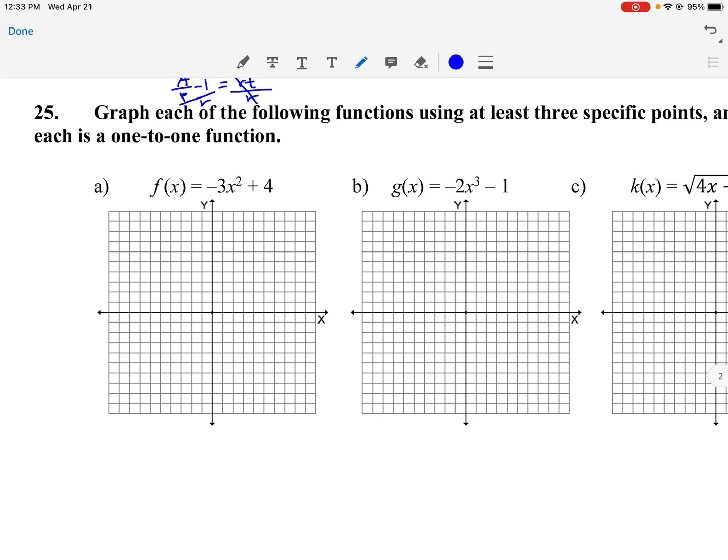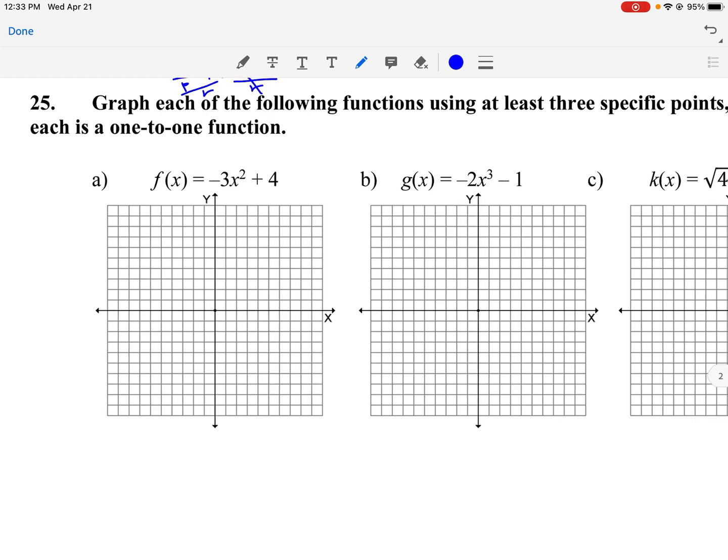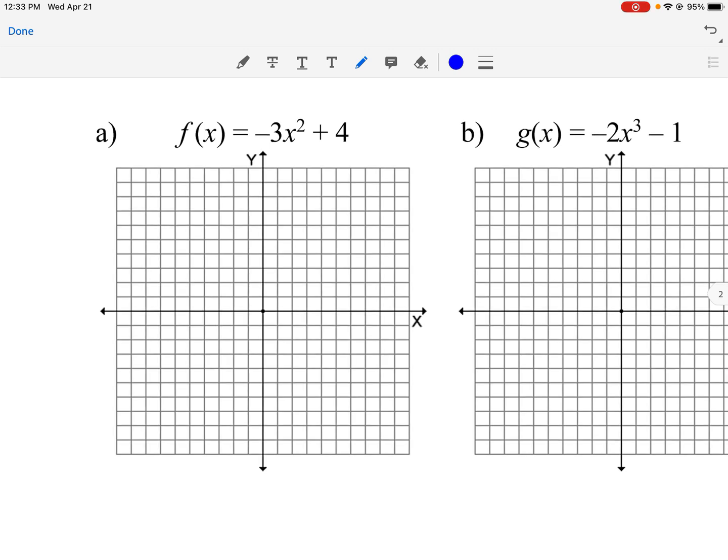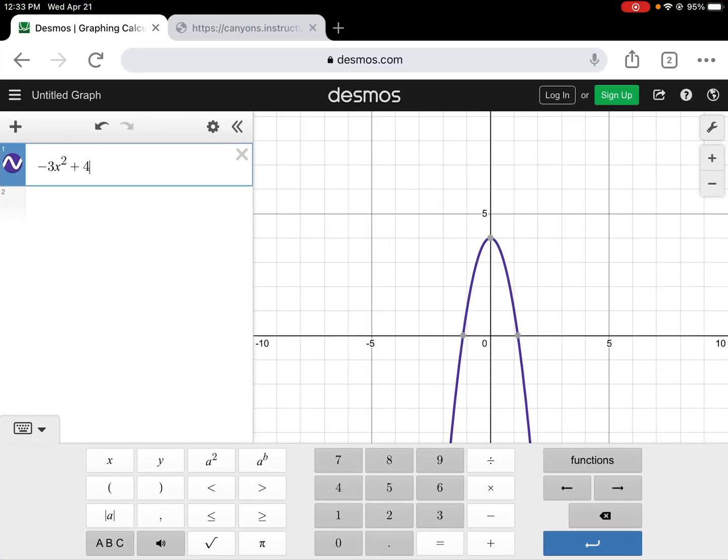When you are graphing a function, and in this case I'm asking for specific points, you can plug this into your calculator, which is just fine, but I need you to go to the table to make sure you're graphing 3 specific points for each of these functions. So for this first one, negative 3x squared plus 4, just plug that in your calculator, negative 3x squared plus 4 and your y equals.